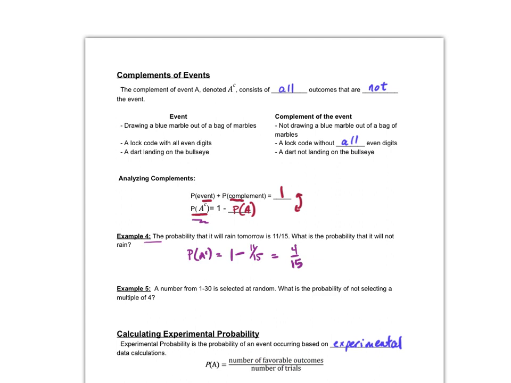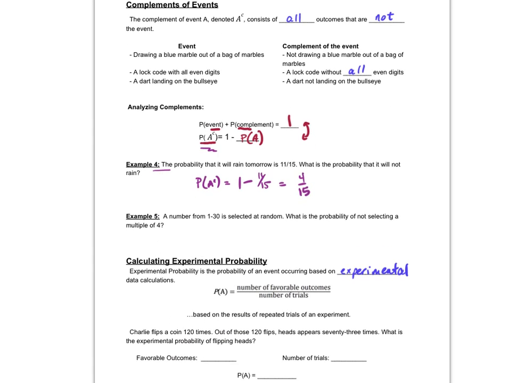Excuse me. And let's see here, looking at example number 5, a number from 1 to 30 is selected at random. What is the probability of not selecting a multiple of 4? Well, let's think how many multiples of 4 are there between 1 and 30. I've got 4, 8, 12, 16, 20, 24, and 28. So it looks like I have 7 possibilities that could be a multiple of 4. So the probability of pulling that multiple of 4 is going to be 7 out of 30.